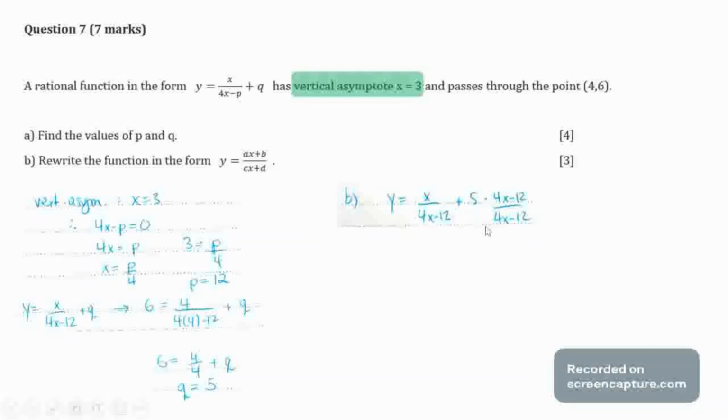So try that, finish it off. Okay, check your work. Multiplying 5 times that gives us this. Combine things, you get to here.